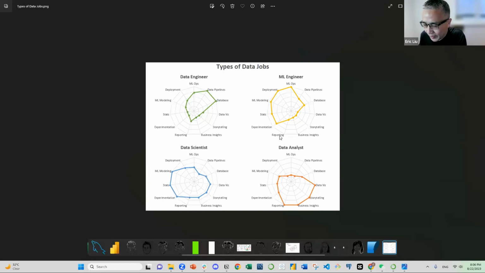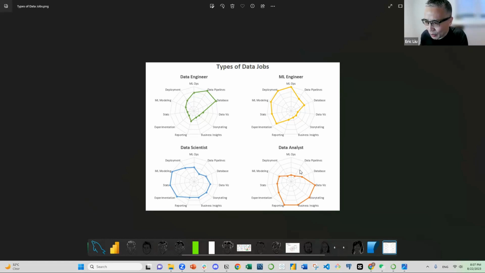So first of all, I think you can see the picture I put on screen. Different kinds of data jobs. We've got this question a lot. What is the difference between DA, DS, DE, and MLE?